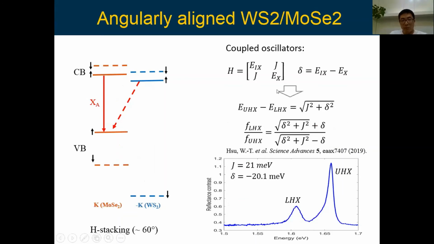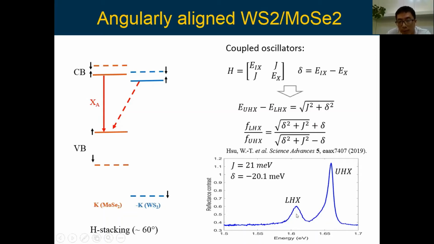And this process can be modeled by this coupled oscillator model. The off-diagonal term is the tunneling rate of the electron between the two layers. We can define the detuning between the interlayer and the intralayer exciton. What we can learn from the spectrum is the energy difference between the split states, and also the oscillator strength of these two states. From that, we have two equations, and each of them can be expressed by the coupling strength and the detuning. With that, we can calculate the coupling strength and the detuning.